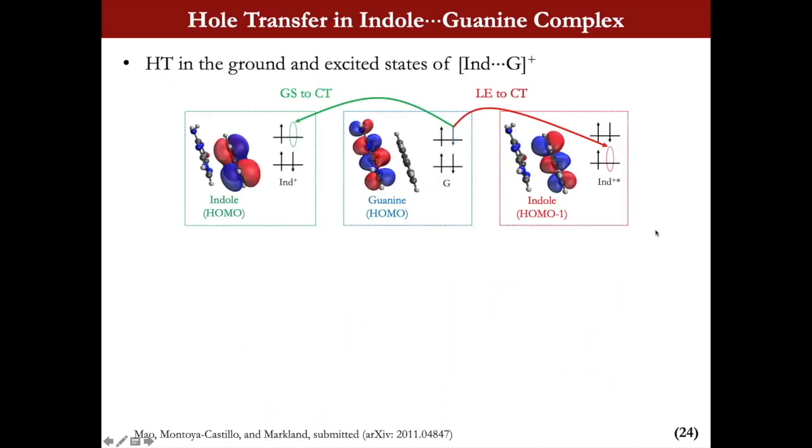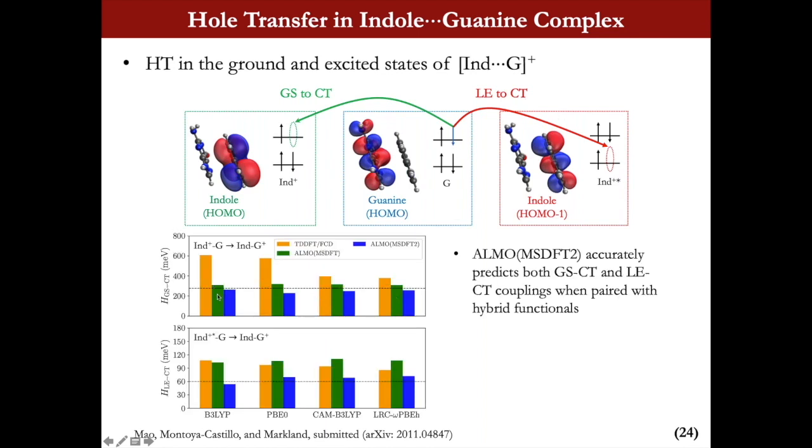And we tested our method on a couple of systems. Here is a hole transfer in the indole-guanine complex. Here, the hole can be located on either the HOMO or HOMO-1 of the indole molecule. So these two processes correspond to the ground and excited state hole transfer, respectively. And our method can accurately predict the diabatic couplings in both the ground and excited state processes when paired with hybrid functionals, while we found that the original MS-DFT method still overestimates the coupling, especially for the excited state case.